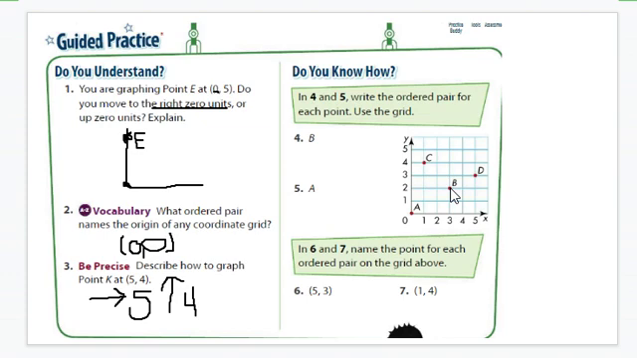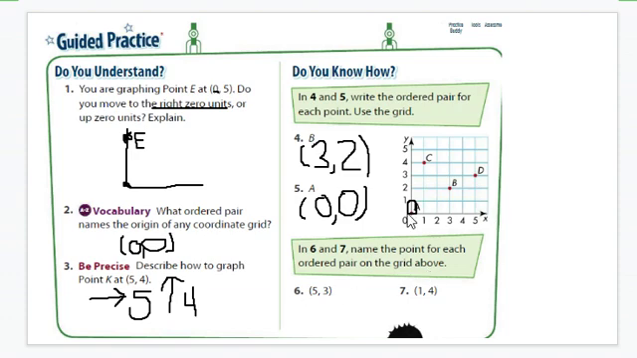So let's look at point B. So point B is over 3 and up 2. Over 3, up 2, point B. All right, point A, where's point A? It's at the origin, 0, 0. So hard to write.